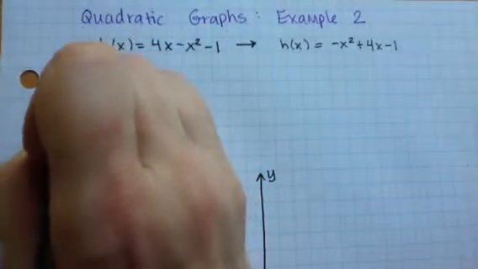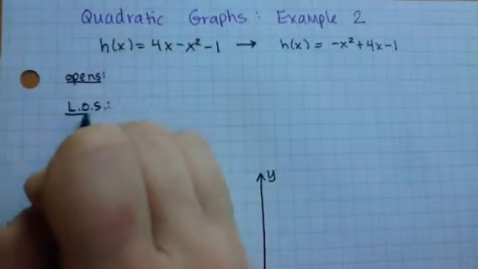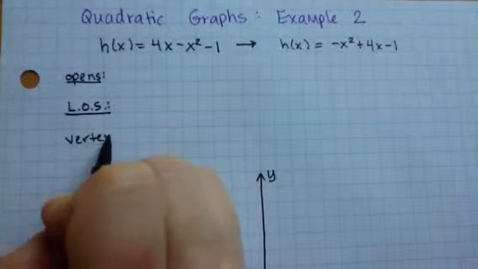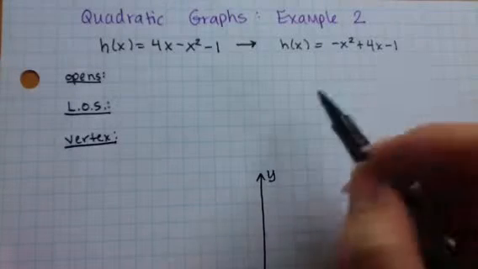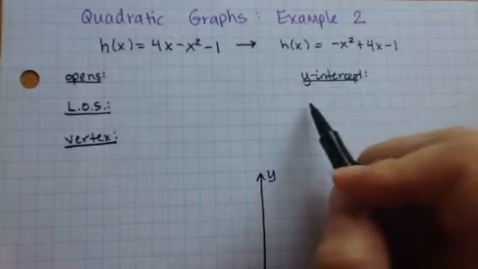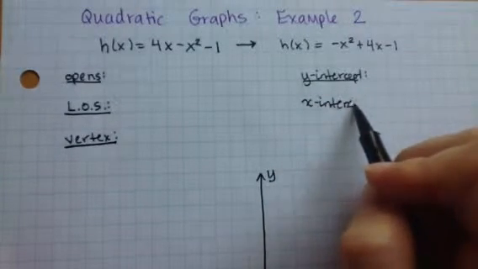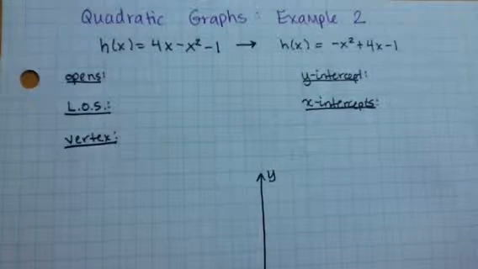Let's look at which direction the graph opens, the line of symmetry, the vertex, and then after that we're going to look at the intercepts, so the y-intercept and the x-intercepts. And then we will look at the maximum or minimum value, and where it's increasing, decreasing, positive, negative, and the domain and range as well.